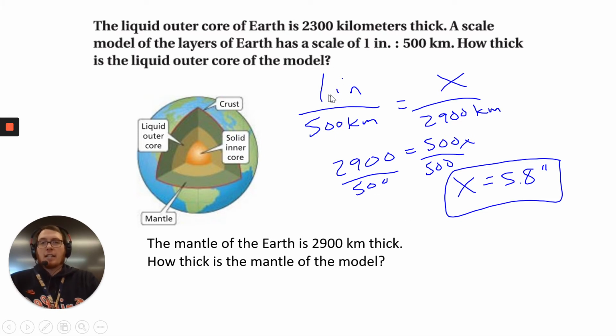And so I just use the scale. 1 inch in the model is 500 kilometers in real life. I don't know the model, but I know real life is 2,900. I cross multiply it. 2,900 equals 500x, divide by 500, and I get x equals 5.8. And then the unit should be whatever the units of the other one was. So since this is inches here, it's going to be inches here. Okay, so that would mean in my picture, it's 5.8 inches for the mantle of the model. And again, like I said, that first question is in your textbook, and you can look at that one yourself.